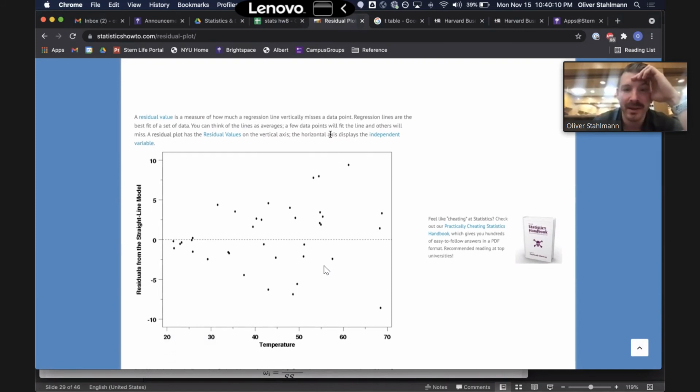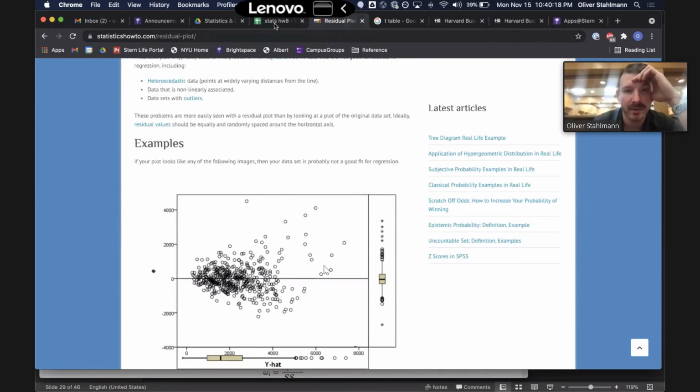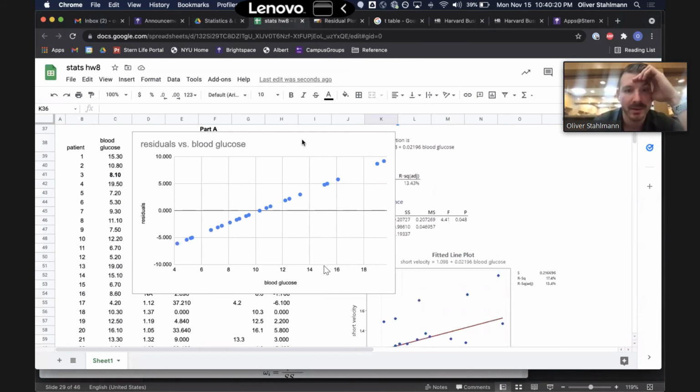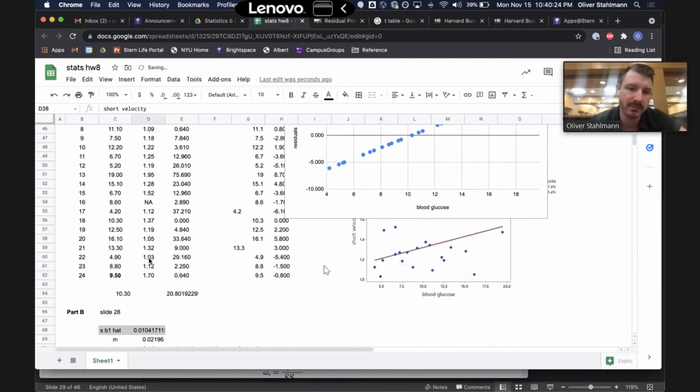The horizontal axis displays the independent variable. So what is the independent variable in this case? I guess it has to be the short velocity. You hear me? Hello, Victor? Yeah, I think it's the short velocity.